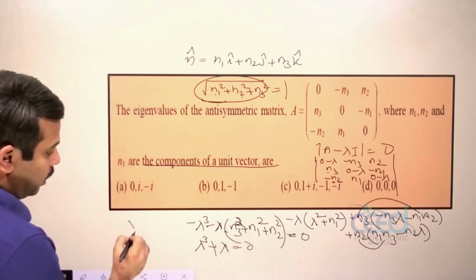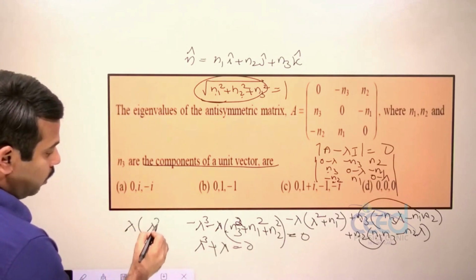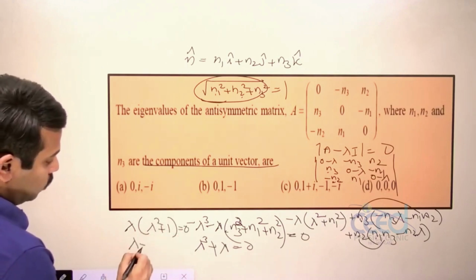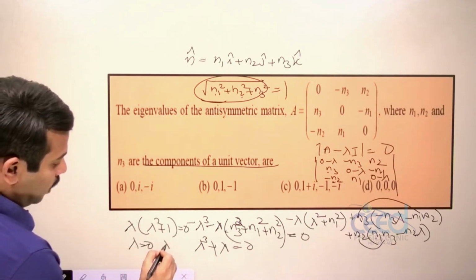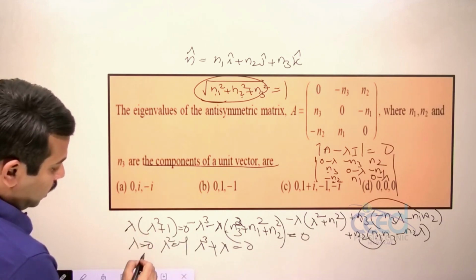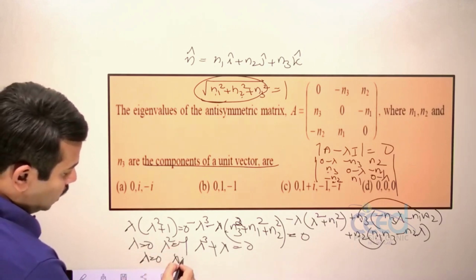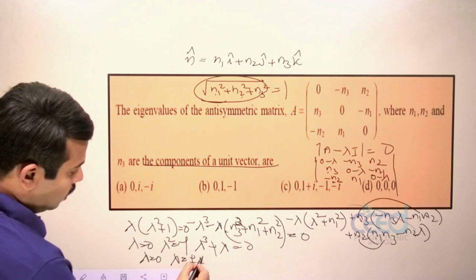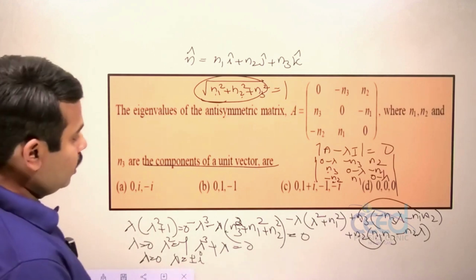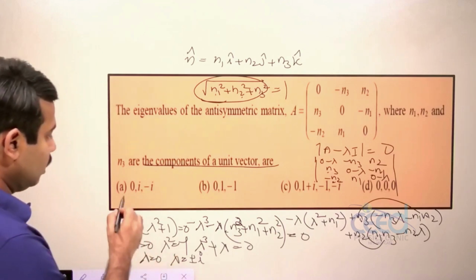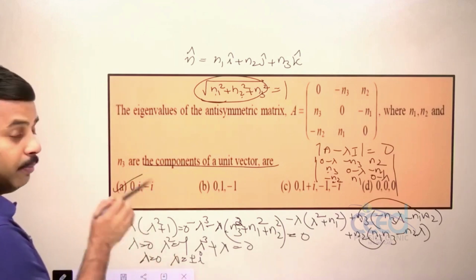That means lambda into lambda square plus 1 is equal to 0. That means lambda is equal to 0 and lambda square is equal to minus 1, right. That means lambda is equal to 0 and lambda is equal to plus or minus i, right. Then 0 is a possible value and plus or minus i also. So this is the option: 0, i, minus i.